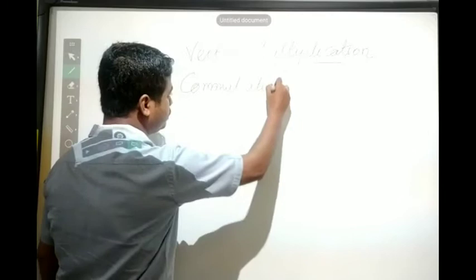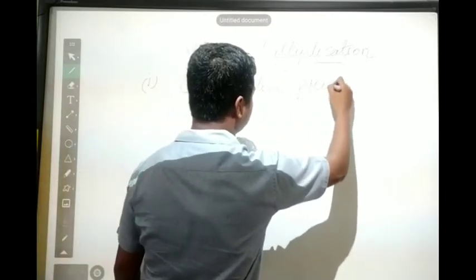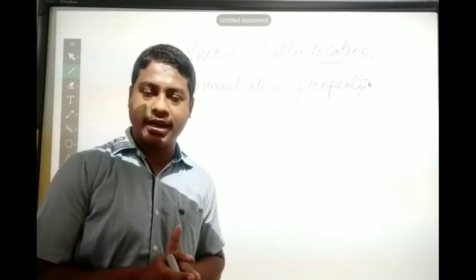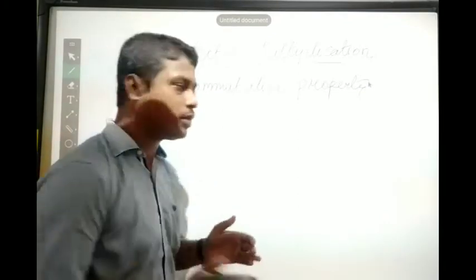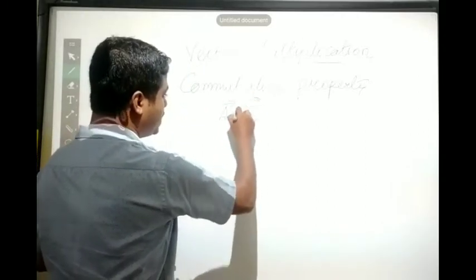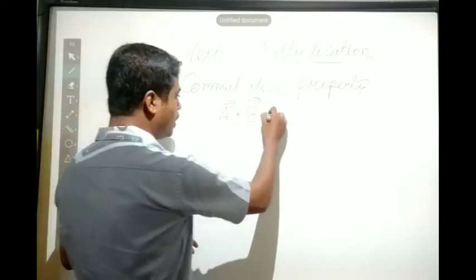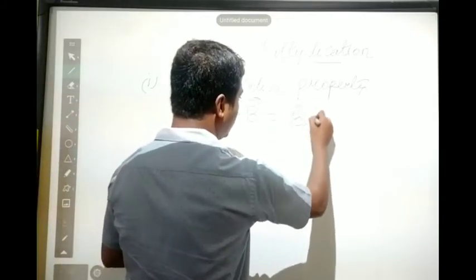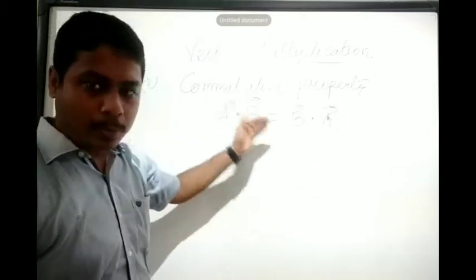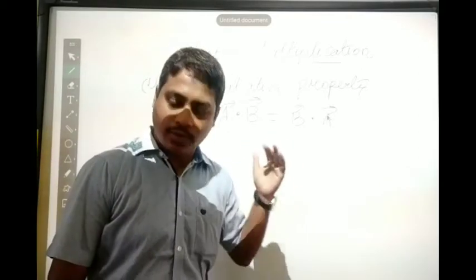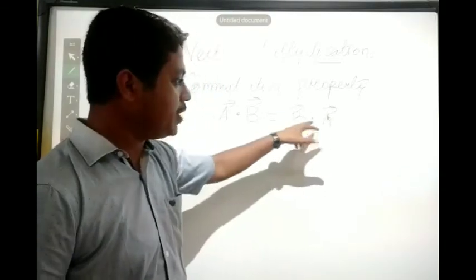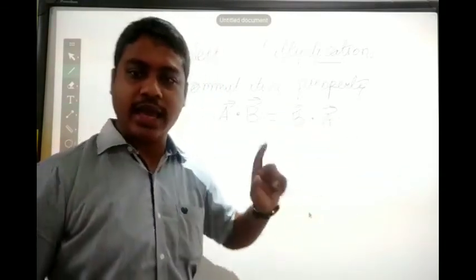Commutative property. So what does the commutative property state? It states that if I do the multiplication in this way, A dot B, then A dot B is equal to B dot A. When we do a dot product of A dot B, we get the answer as AB cos theta. Similarly, if I do B dot A, we also get AB cos theta.